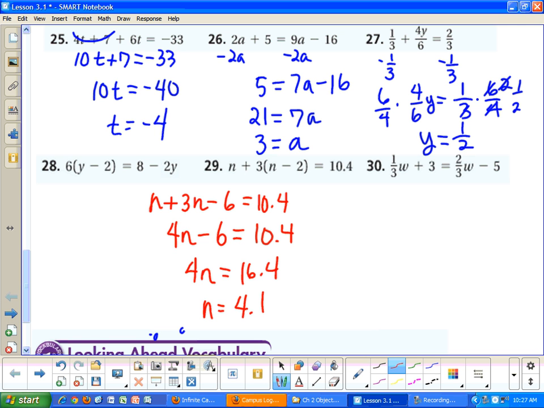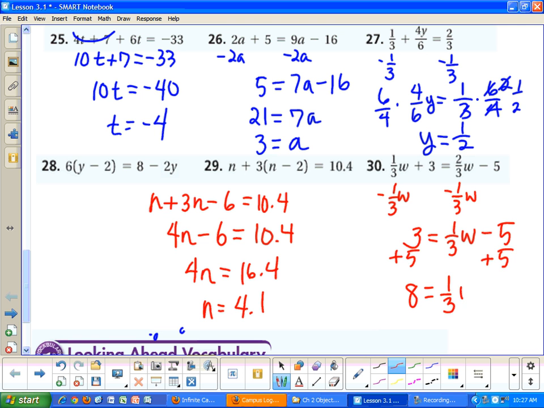This last equation, I can start by subtracting 1/3 w from both sides. That leaves me with the equation 3 is equal to 1/3 w minus 5. Adding 5 to both sides gives me 8 is equal to 1/3 w. Multiplying both sides by the reciprocal of 1/3, which is 3, gives me w is equal to 24.